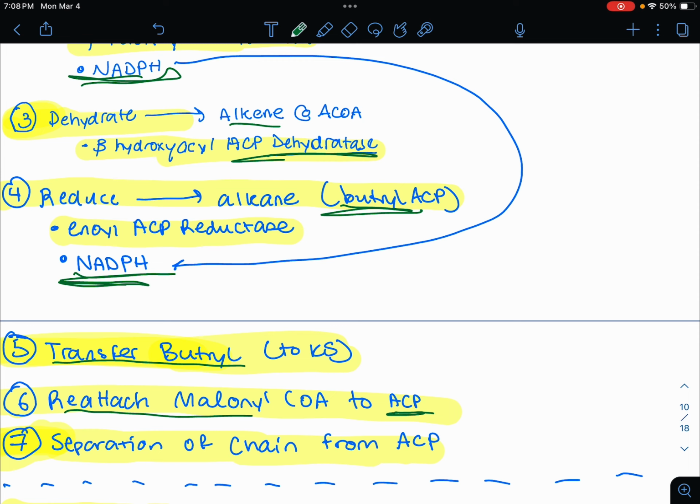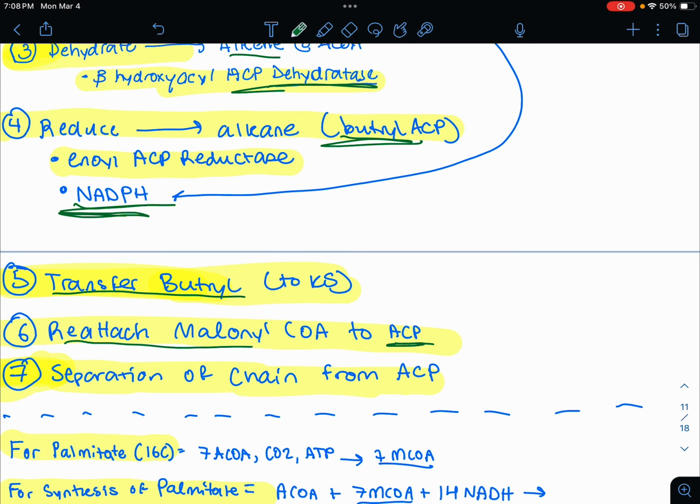Okay, step 7 will be thioesterase. So this is a thioesterase. I should write that. So thioesterase is step 7. You separate the chain from the ACP region.